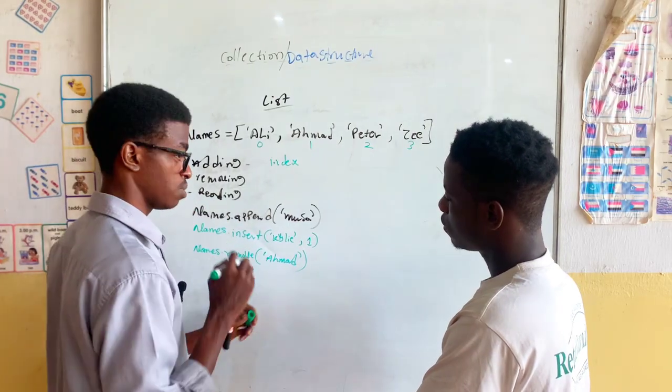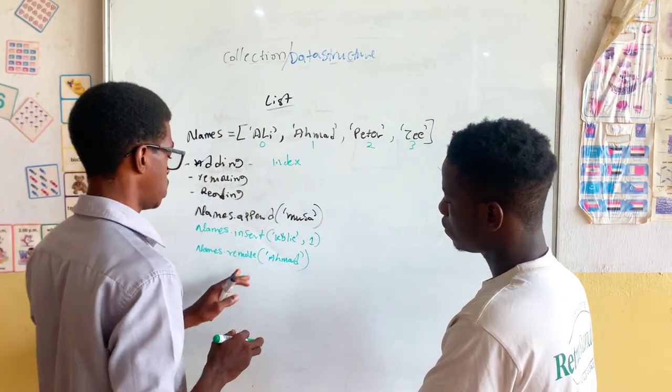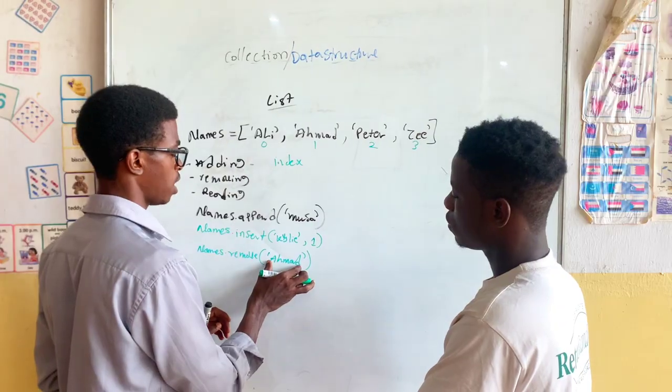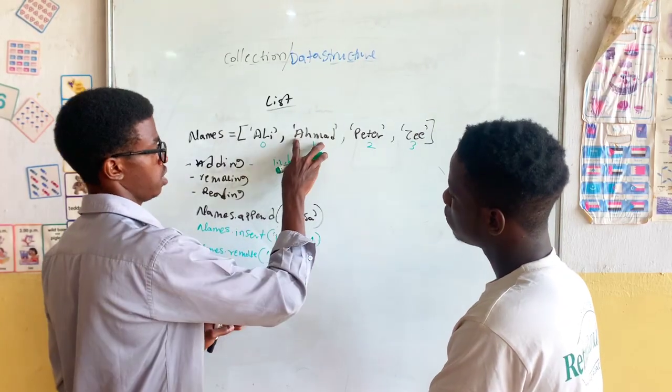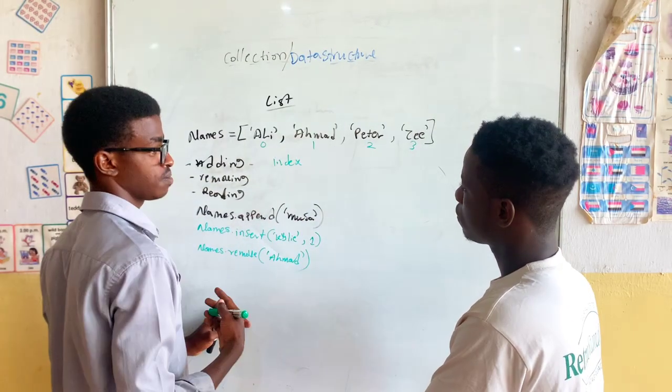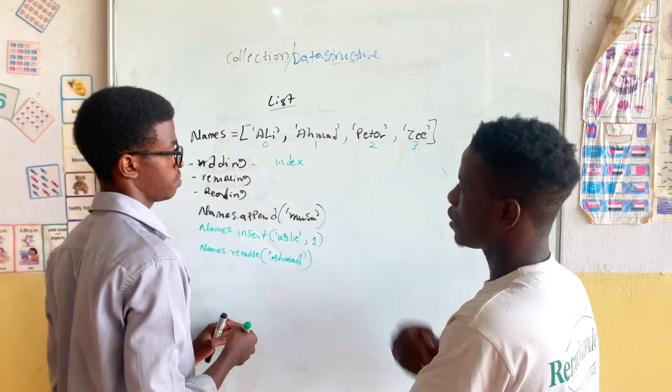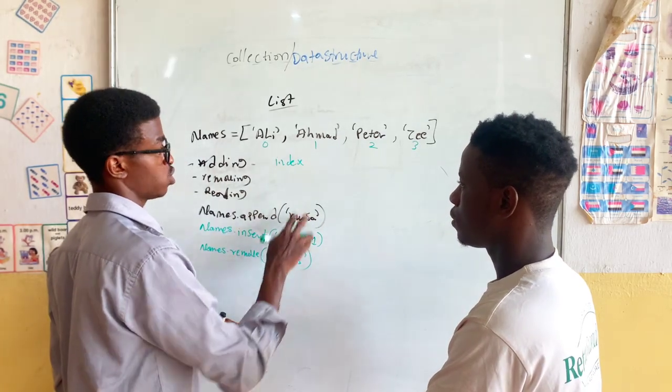So I don't have to put the position. The moment I put the element, this remove will look at whether we have an element called Ahmad inside. Yes, we do. Then it will remove it from the list. If we have two Ahmad, then it will remove the first one.